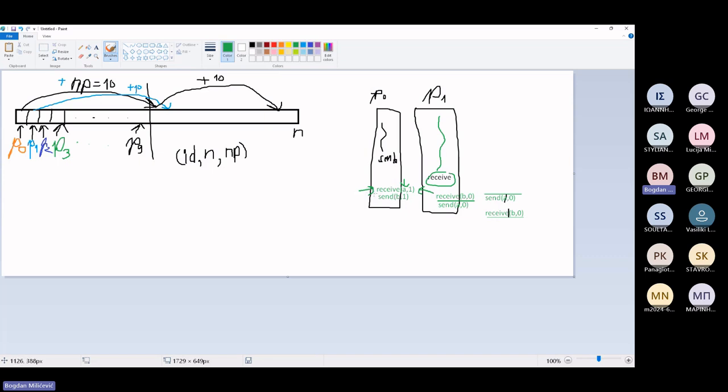Process 0 is asking to receive a value. Process 1 is sending a value, so this completes. Then process 0 is sending a value B, and process 1 is receiving a value B. So this is okay. This is not. It will lead to deadlock. So be careful when you write these kinds of functions.